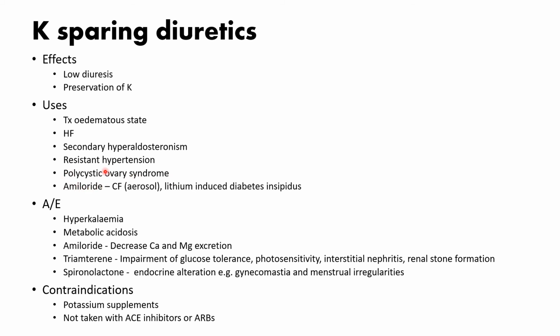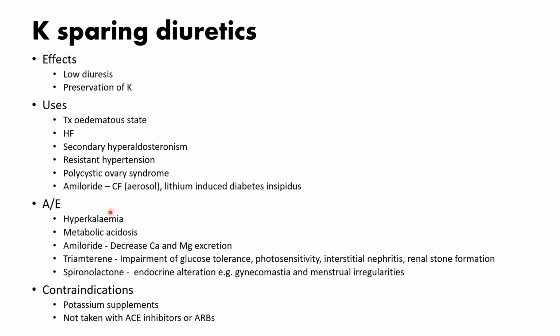So amiloride specifically is used to decrease secretions in cystic fibrosis patients when administered in an aerosol form, and they are the drug of choice. Amiloride is a drug of choice for patients with lithium-induced diabetes insipidus because it prevents lithium from getting into the tubule.